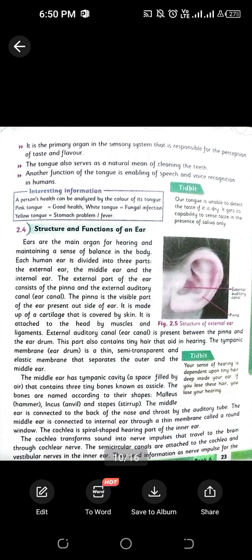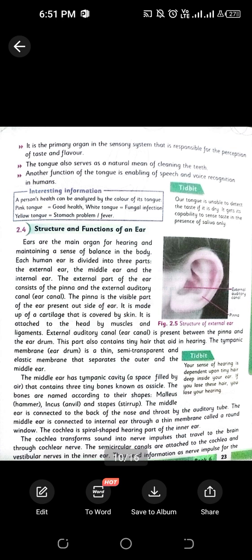The middle layer has a tympanic cavity, a space filled by air, that contains three tiny bones known as ossicles. The bones are named according to their shape: malleus, which is also called the hammer, incus, also known as anvil, and stapes, also known as stirrup. The middle layer is connected to the back of the nose and throat by the auditory tube. The middle layer is connected to the inner ear through a thin membrane called the round window.